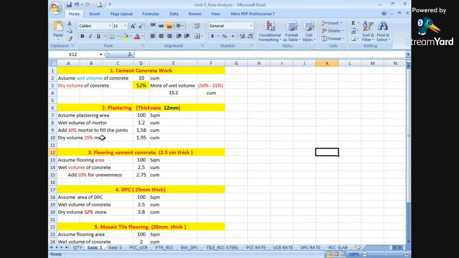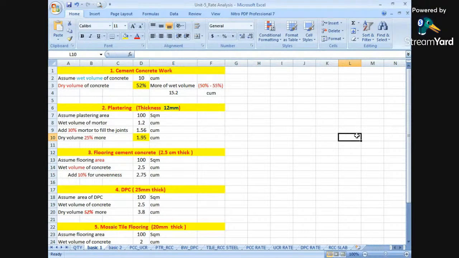It is the same sense, in the same range of 50 to 55%, but the bifurcation is different. We are using 30% for filling the joints, and 25% for conversion of this wet volume into a dry volume. In this way we have calculated the quantity as 1.95 cubic meters.